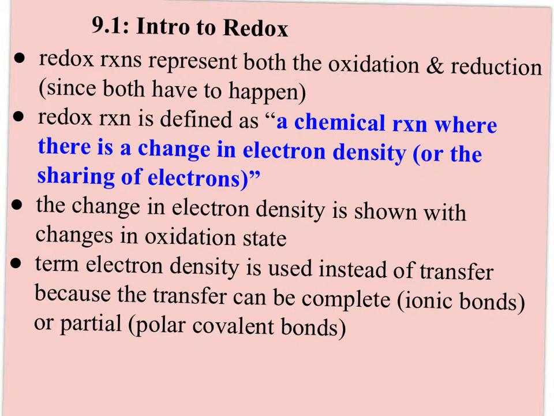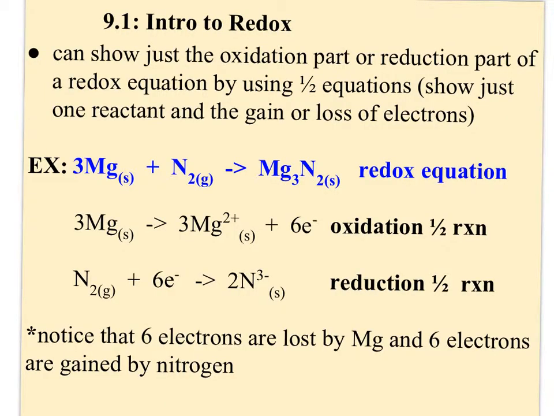We said family 1 tends to lose 1 electron, so we give it an oxidation state of +1. Family 6 with oxygen in it tends to gain 2, so we give it an oxidation state of -2. So the term electron density is preferred instead of electron transfer because the transfer can be complete like in an ionic bond, but it can also be partial like in polar covalent bonds. So let's look at an example of a redox equation. So my example here, 3 magnesium plus 1 nitrogen molecule yields 1 magnesium nitride molecule.